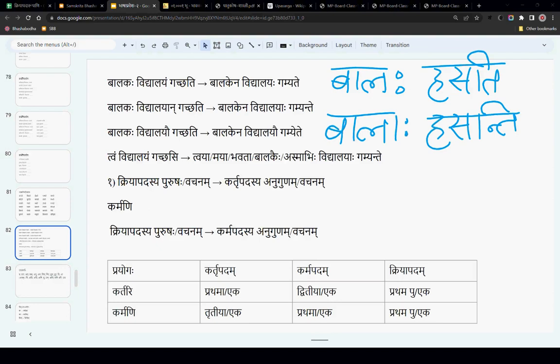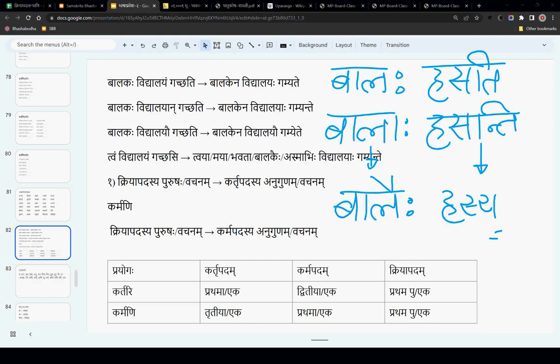Balaha hasanti. Now we want to convert that to Bhave Prayoga. What will be the Bhave Prayoga? Balaha changes to Balaihi. Kriyapadam hasanti changes to Hasyate. Now here the question comes whether it should be bahuvachana, ekavachana, dvivachana. We know that it takes the ya, the vikarana pratyaya, and then te, atmanepadi.